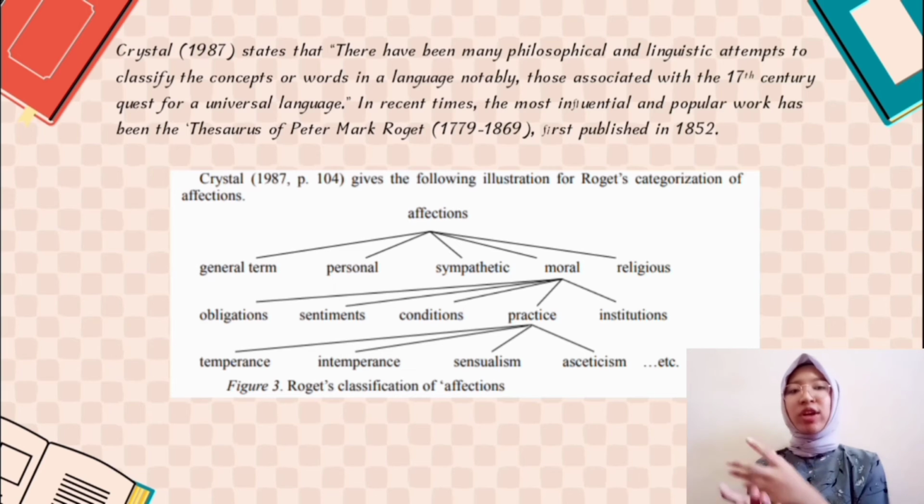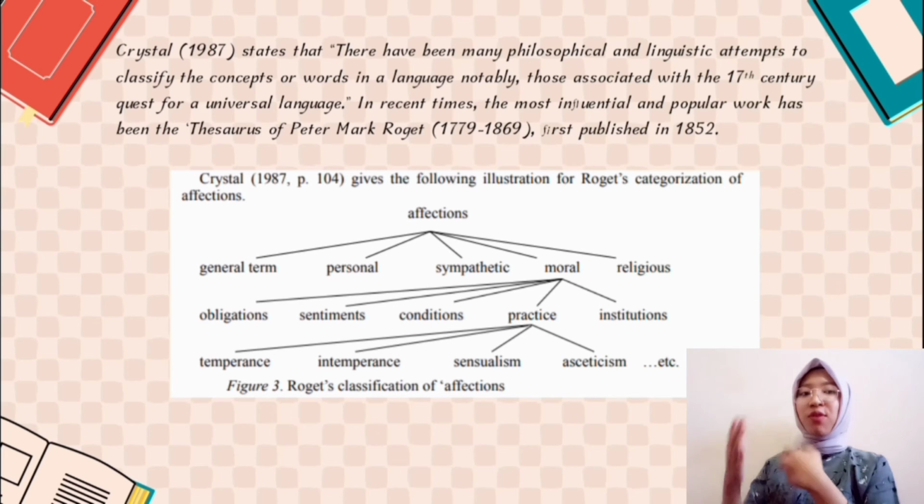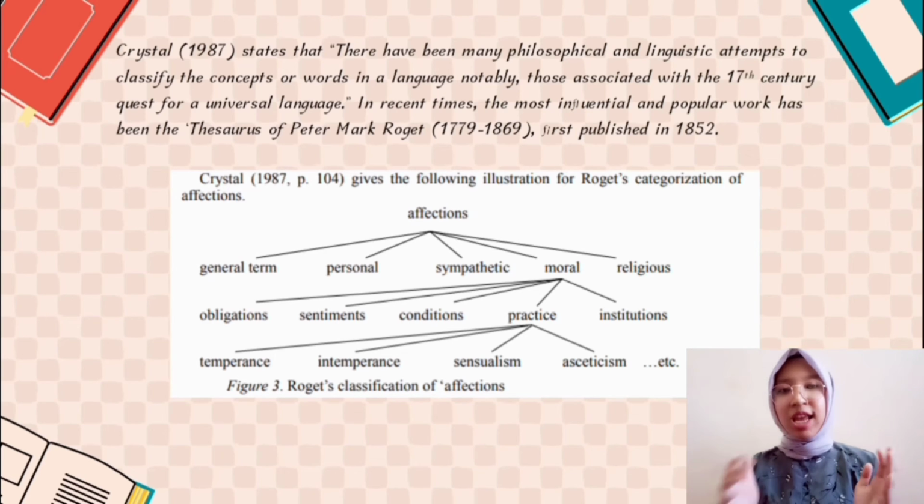In this slide, we can see that Crystal states that there have been many philosophical and linguistic attempts to classify the concepts of words in a language, notably those associated with the 17th century quest for a universal language. In recent times, the most influential and popular work has been the Thesaurus of Peter Mark Roget, first published in 1852.